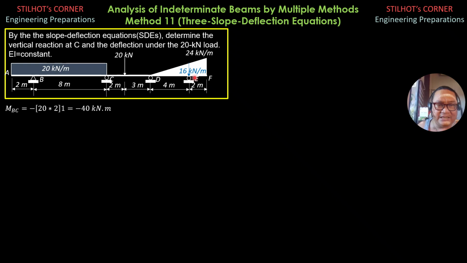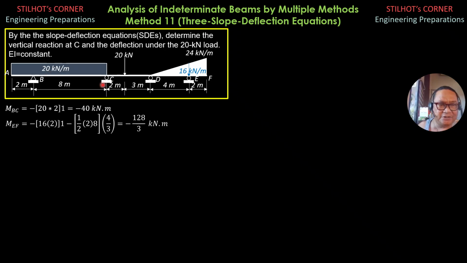Then at E, it's also negative MEF, but MED is positive. MEF is negative 16 times 2 times 1, then negative 1 half of 2 times 8 times 2 thirds of 2, 4 thirds. So MEF is negative 128 over 3 kilonewton meter. So take note that the slope deflection equations is piecewise.